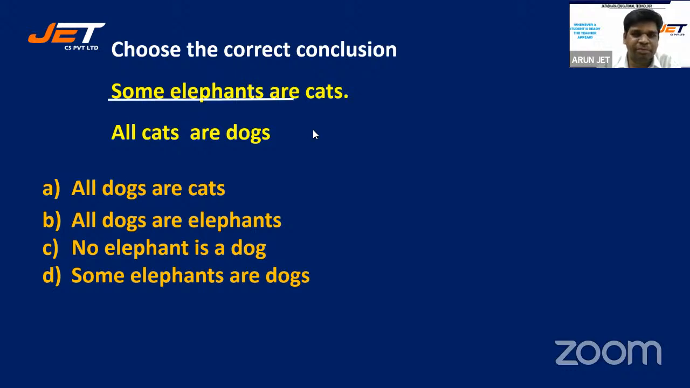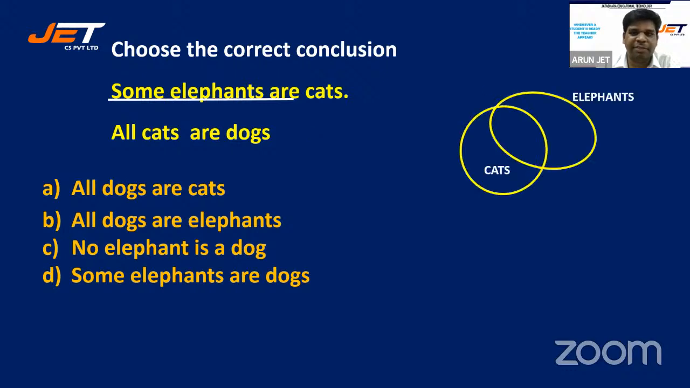So here, some elephants are cats. Sorry. So they intersect this way. The two circles intersect this way. Sets intersect this way. All right. Everyone is giving me the same correct, consistent answer.